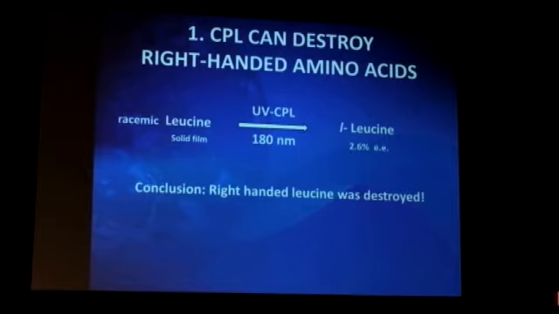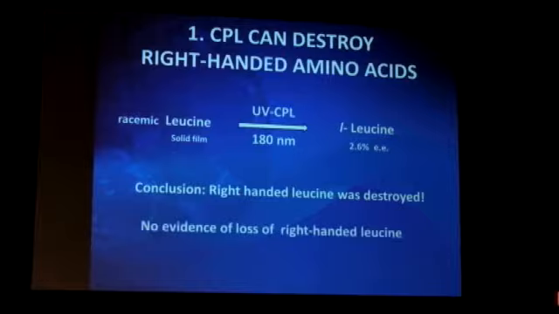And I find that very interesting, because after making that claim, they did not show any evidence for loss of material. So there's all kinds of ways you could show how the right-handed leucine could have been destroyed by labeling studies or other types of labeling ways to determine loss, but none of those were ever done. And so it leads to a major question.